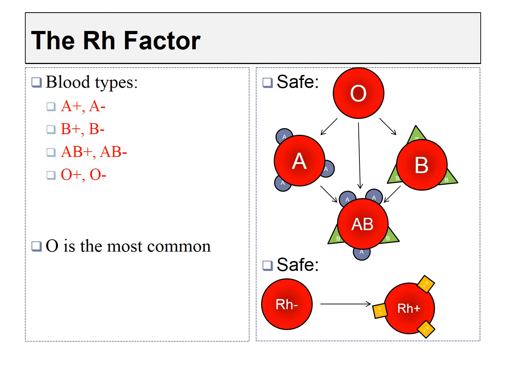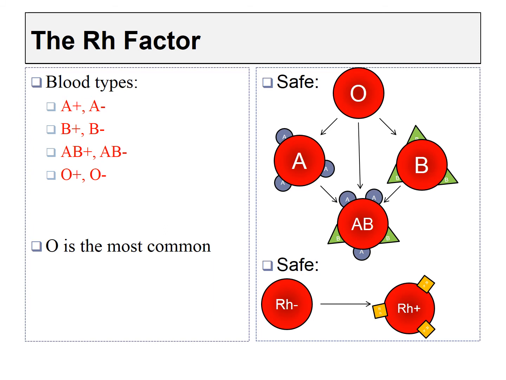Therefore, we can safely transfuse blood in the following directions. Type O blood can be given to anybody. Type A and type B can also be given to somebody who has type AB blood, but we cannot do these in the reverse because of the antibodies that are not illustrated on this slide. Similarly, we can give Rh negative blood to somebody who is Rh positive. And lastly, we can always give an exact match. Type O can be given to O, A given to A, B given to B, and so on.